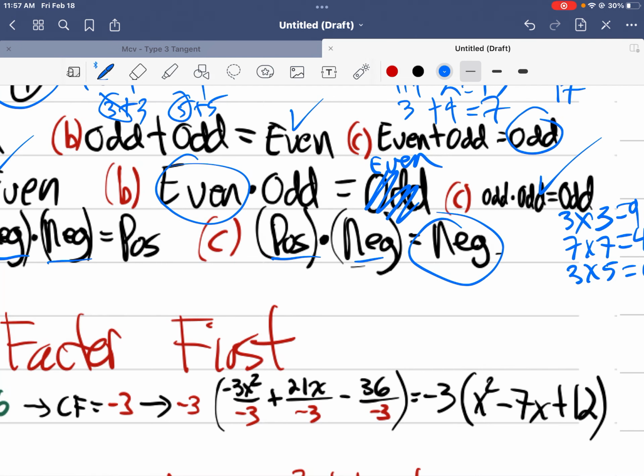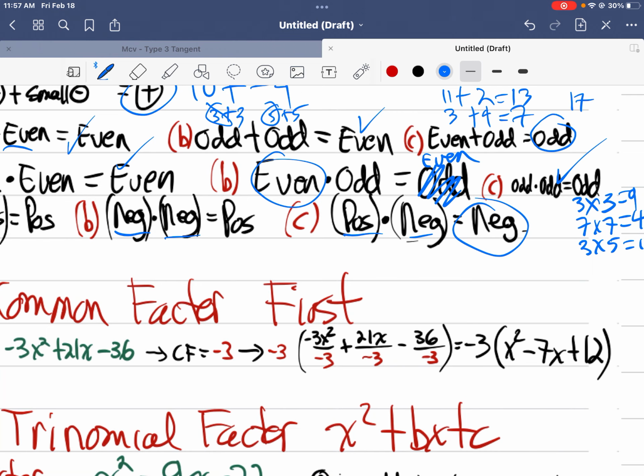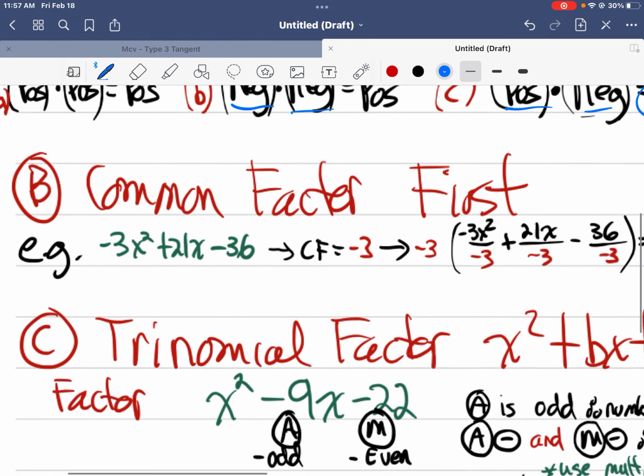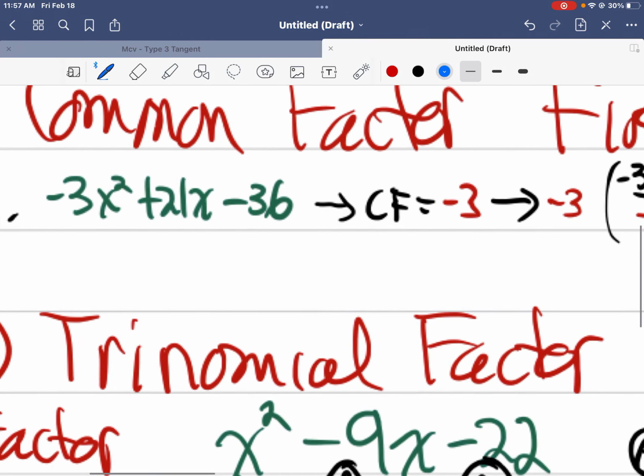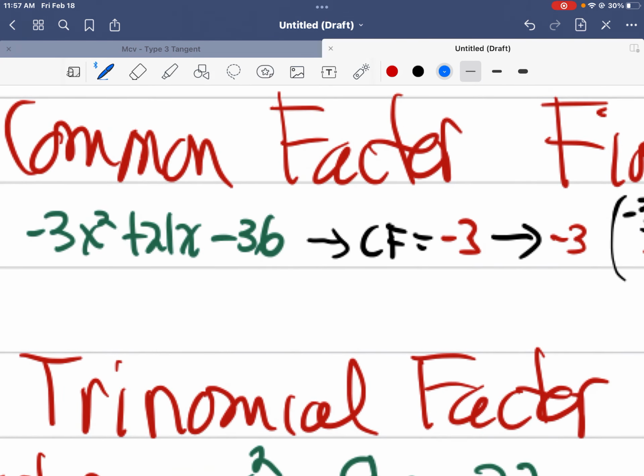Okay? The other thing that we can go into is common factoring, right? We always common factor first. So let's look at this example here. If I want to common factor negative 3x squared plus 21x minus 36, is there a common factor? Well, I'd have to look at my multiplication chart, right? The first thing I'm going to look for is 3, to see if 3 is a common factor. So I look at my multiplication chart and I go across the row with a 3 on it. Does 21 appear in that row?